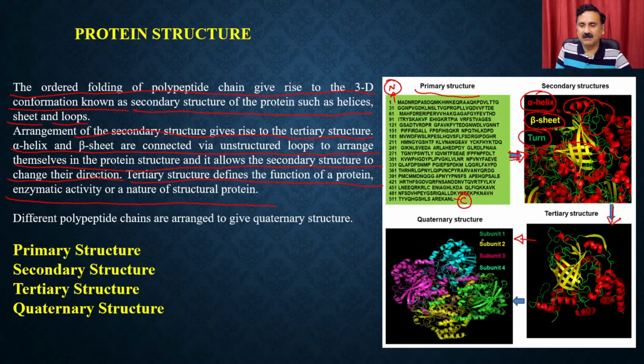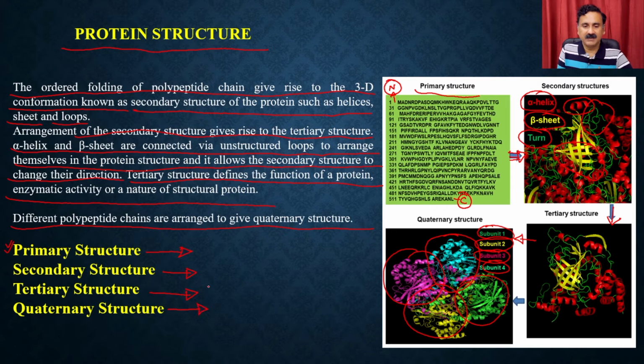For example, in this case we have subunits 1, 2, 3 and 4. All four subunits come together, and that is how you have the quaternary structure. So, different polypeptide chains are arranged to give the quaternary structure. That is why, if you want to understand protein structures, you have to understand all four types of structures: the primary, the secondary, the tertiary, and the quaternary structure. These are the different levels of organization present in protein structures.